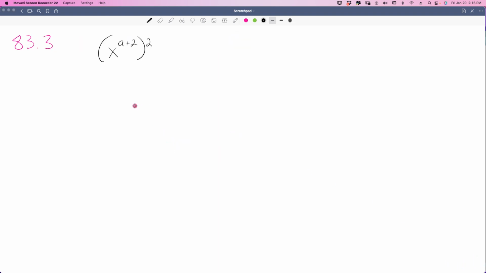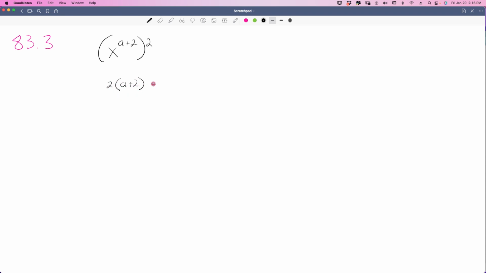All right, so this one is fairly straightforward. We have x to the a plus 2 power to the power of 2, all of that squared. Remember, we are not applying the exponent as an exponent. We're applying it as a multiplier. So we would simplify this part by just saying 2 times a plus 2. That's how we would turn that around.